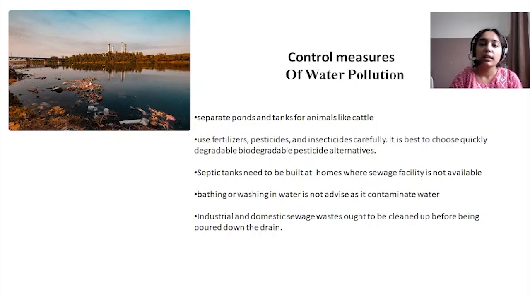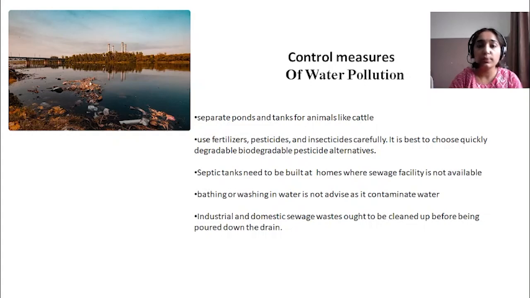First one is separate ponds and lakes for animals like cattle. So there should be maintenance of separate ponds and tanks for animals. Cattle should not drink water directly from the water bodies. For them, separate ponds and tanks should be maintained.